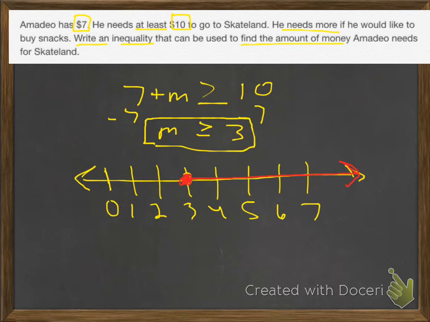So as you can see, my ray starts at the number 3, the amount of money Amadeo would need, and it also includes the number 3. But it extends into any number that is larger than 3, which is why you can see that my ray is pointing to the right side, representing that m is greater than or equal to 3.